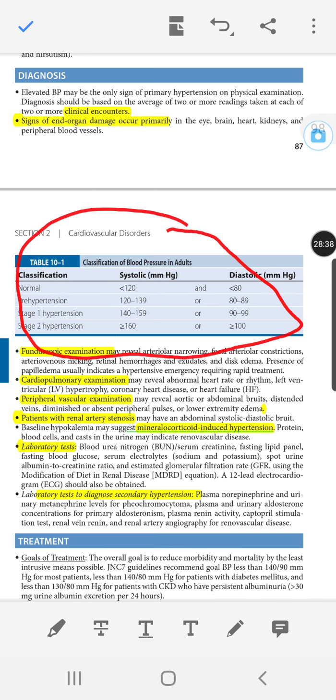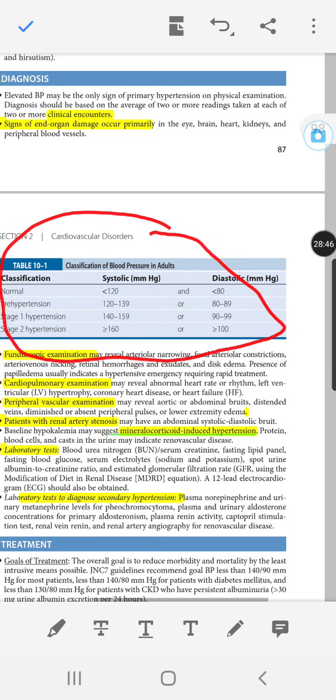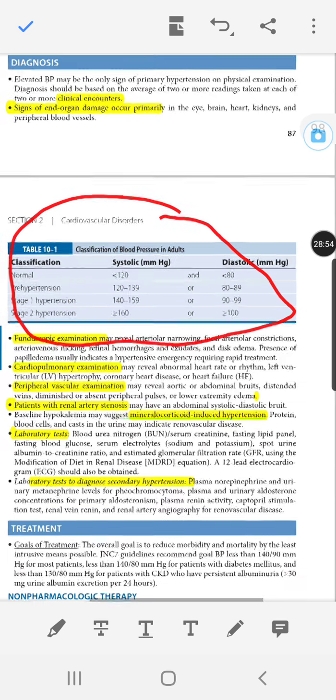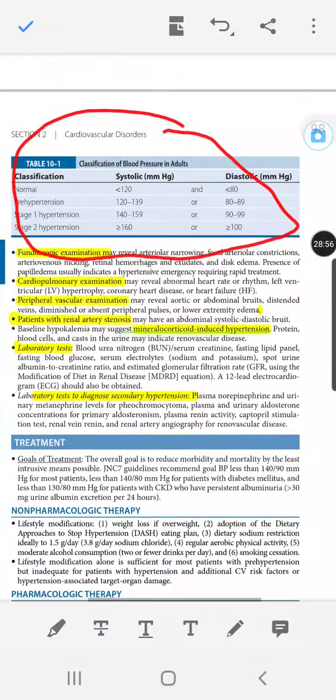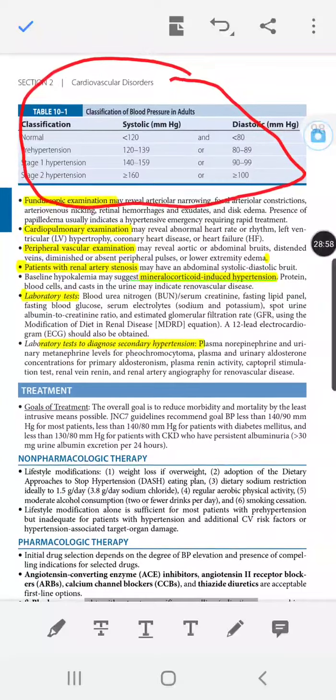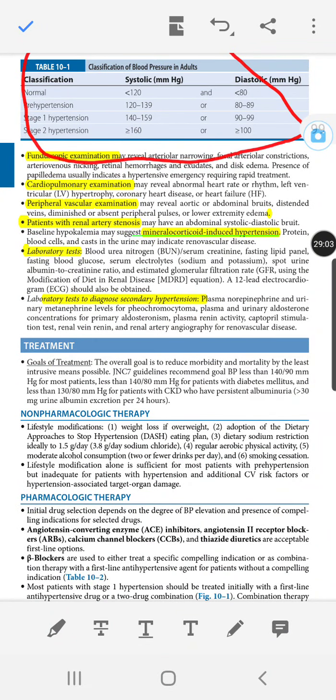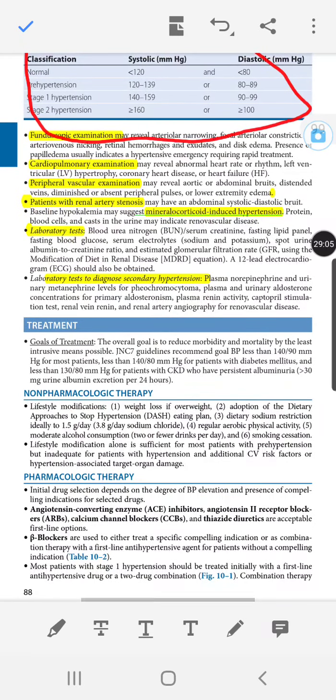And the end organ damage sign primarily in the eye, brain, heart, kidney, and peripheral blood vessels. So this is also the diagnostic point. If there is damage in the eye, brain, heart, kidney, or peripheral blood vessels, it means the person is suffering with high blood pressure. If you want, you can read further: the fundoscopic examination, cardiopulmonary examination, vascular examination, patients with renal artery stenosis, lab tests.